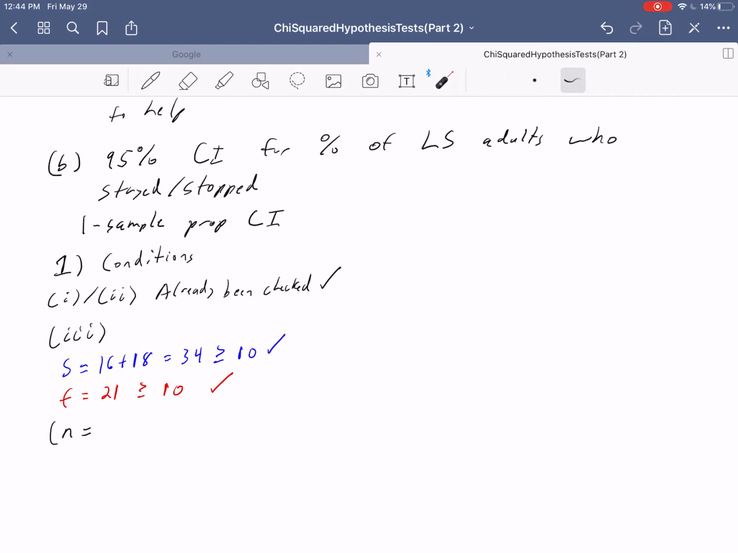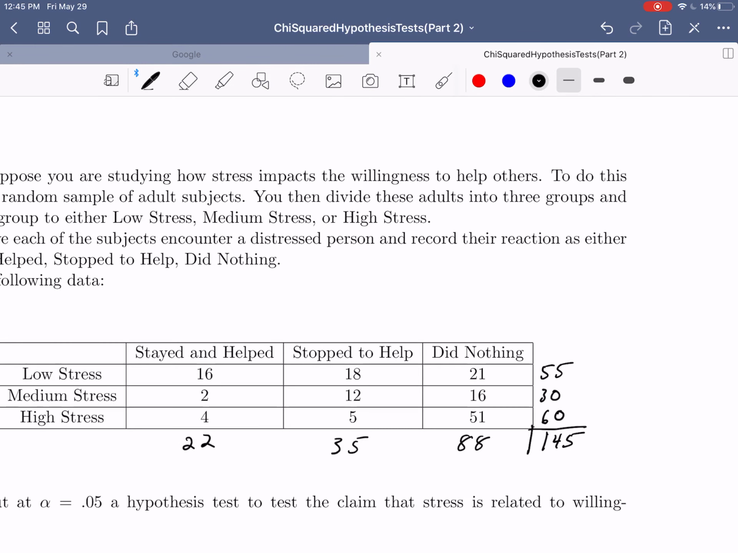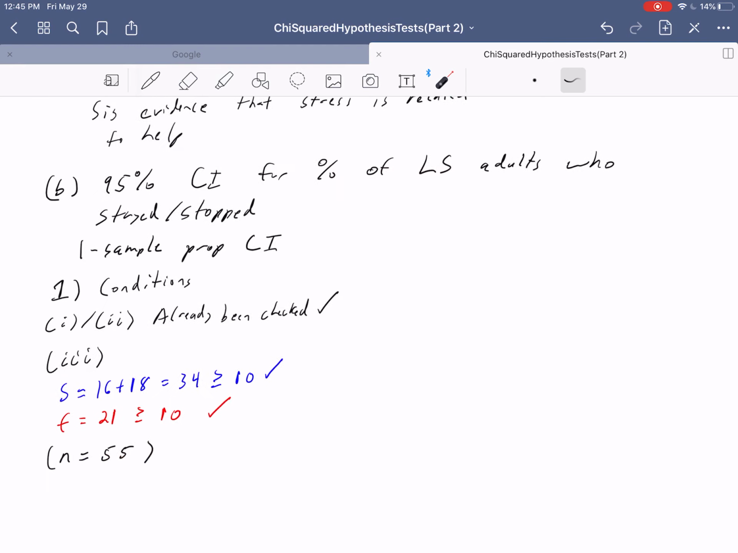Notice you can also note here what this means for n. We're not using all the subjects, we're just using the ones that were low stress. There is 34 and that 21, which means that the n here is going to be 55. Again, that corresponds back to the row total for the low stress individuals, which was 55. It's not going to be 145 anymore because we're just looking at the low stress group.